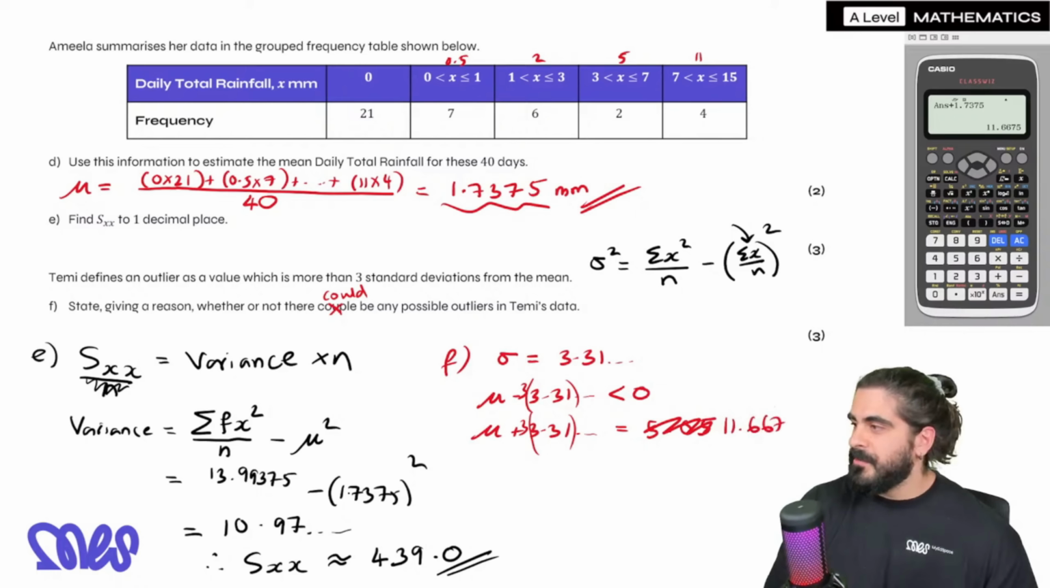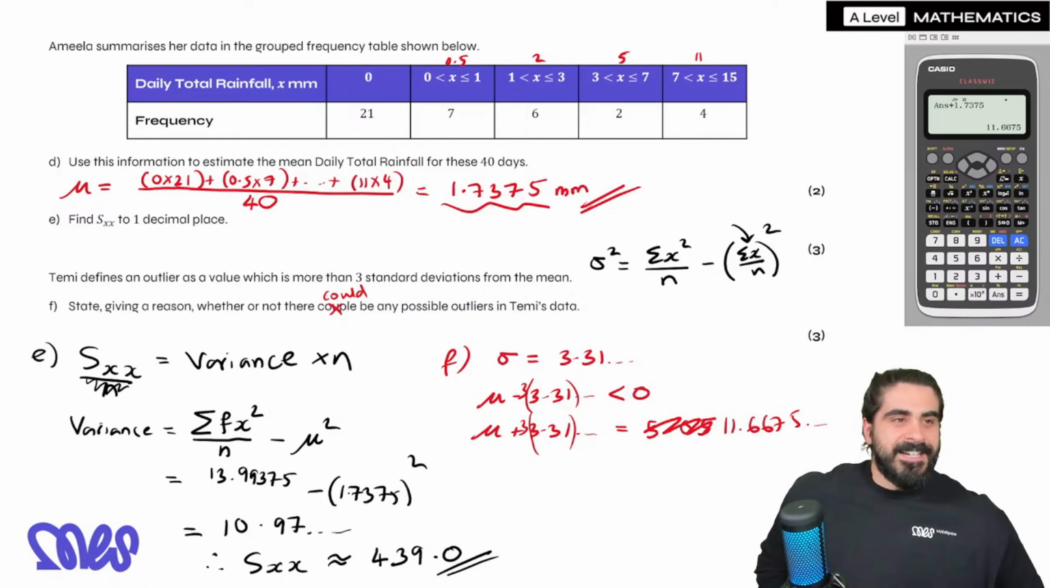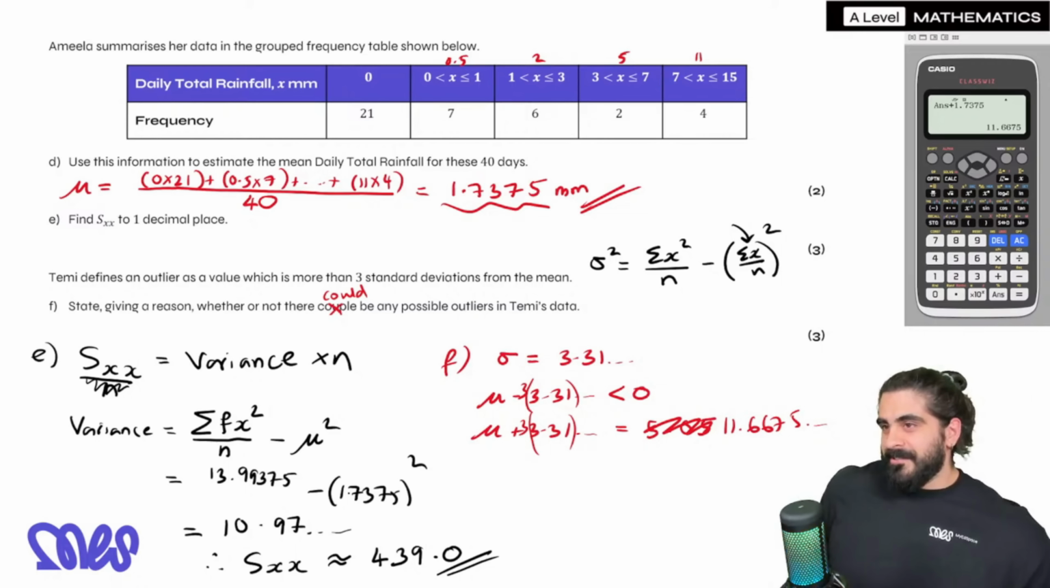1.7375. And please do stats first, because, what's it? It can get stressful. And you can see, even though I'm writing these questions, I can stress myself out.